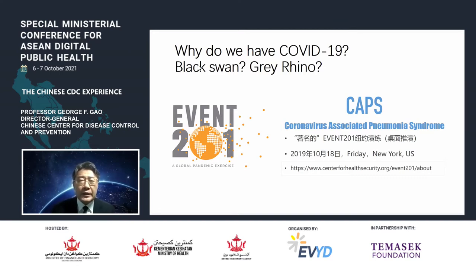So now, why do we have COVID-19? Is COVID-19 a gray rhino event or a black swan event? I want to remind you, I was invited by Johns Hopkins University, the World Bank Forum, and also the Gates Foundation on October 18th, 2019. I was in New York. There they had Event 201. There we supposed we had an animal outbreak. We call it CAPS, coronavirus associated pneumonia syndrome. Look at the name. This is a virus. What kind of virus? It is COVID-19.